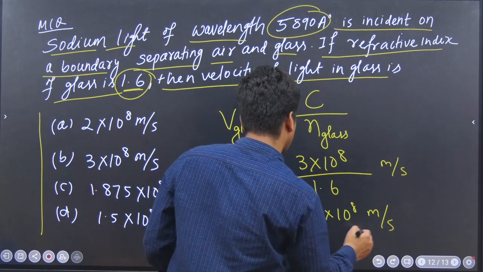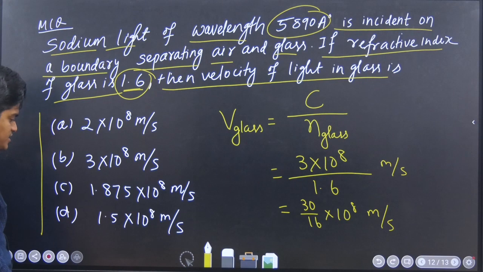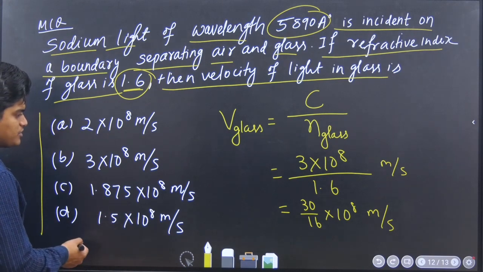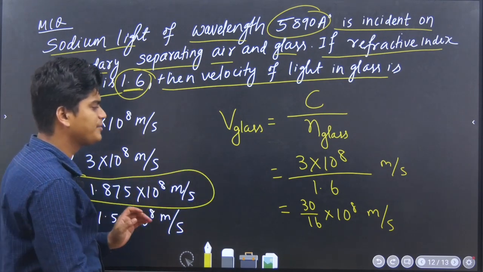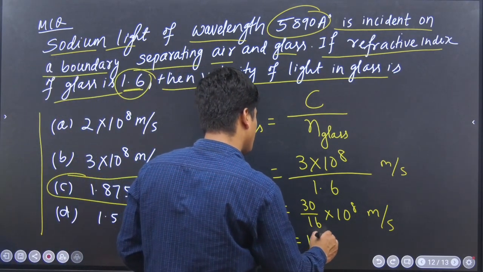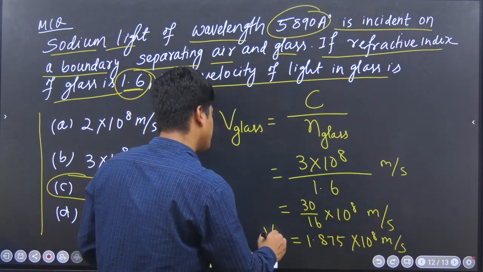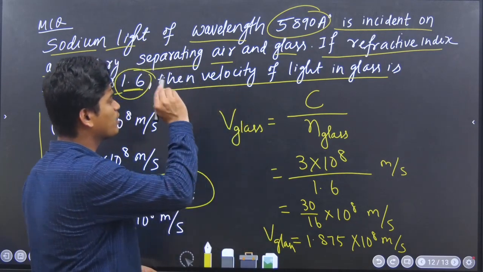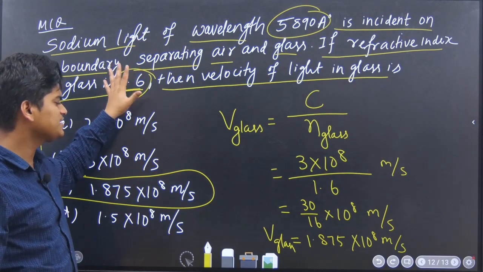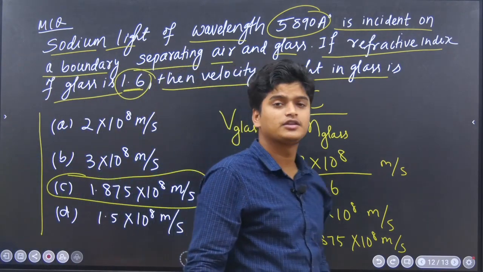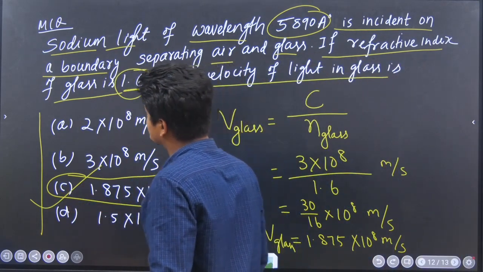meter per second. So that means it will come not exactly 2, a little less than 2. You can calculate it and check here: it comes to 1.875 into 10 to the power 8 meter per second, which is the velocity of light in the glass medium, particularly for this question. If the refractive index changes, then the velocity of light in the glass will change. So your answer will be option C.